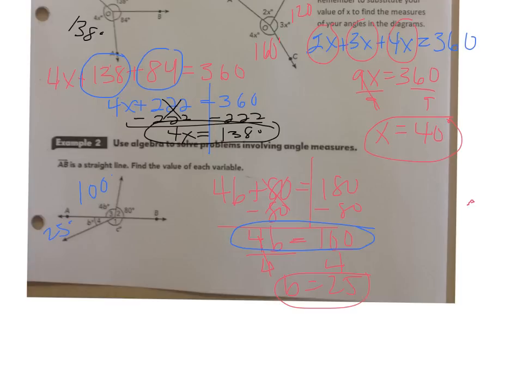Now, you can add up all the ones you know and subtract from 360 to get c, or you can do an equation and do 25 plus c equals 180. Either way, you're going to get the same answer. It's just whatever you like better. So c equals 155 degrees. So this last angle right here is 155 degrees.